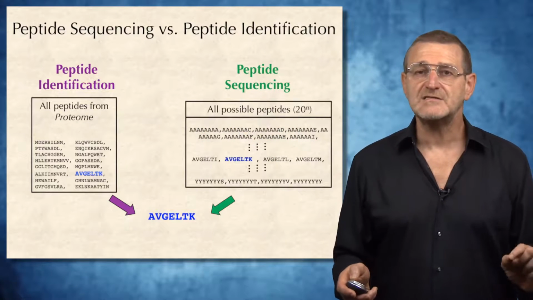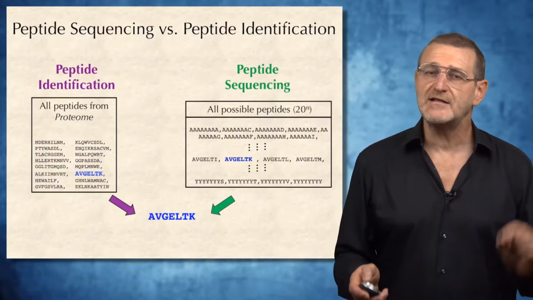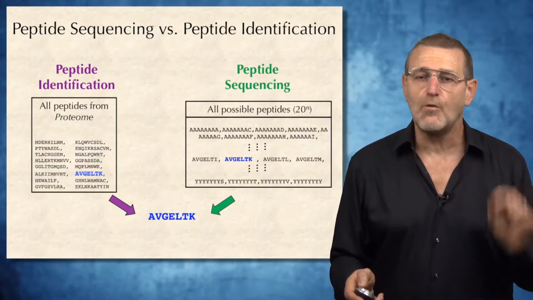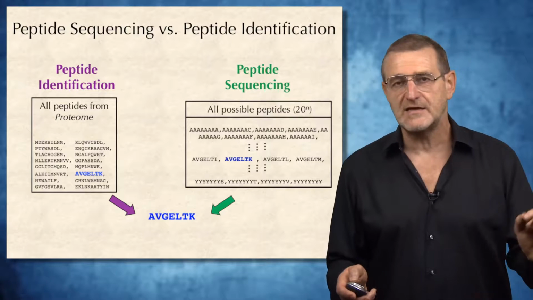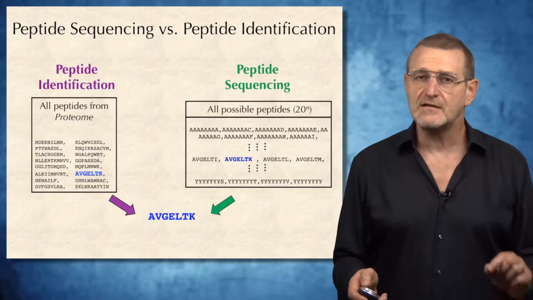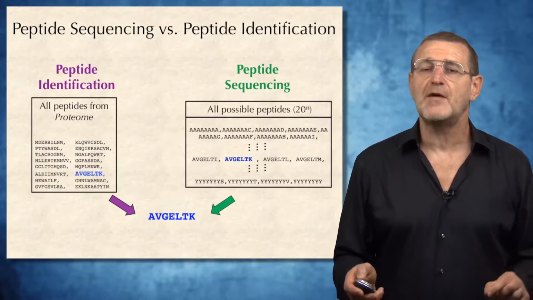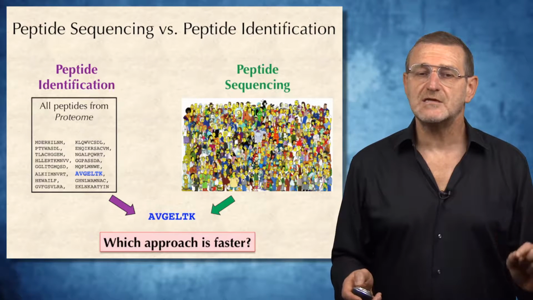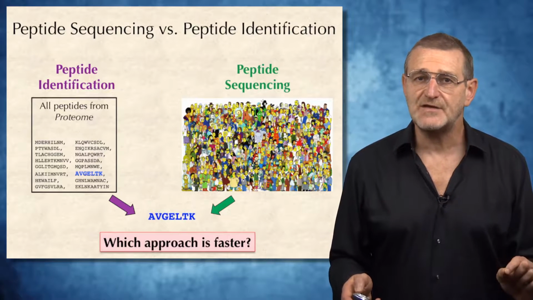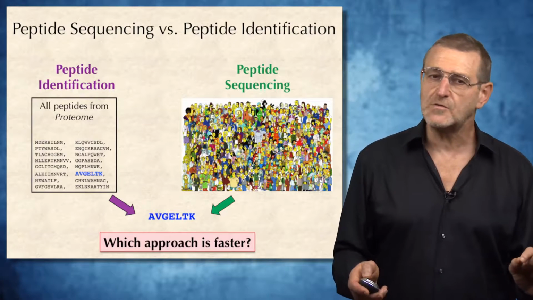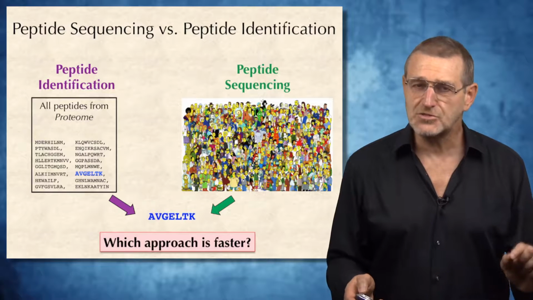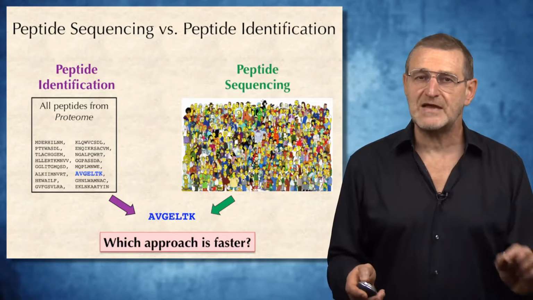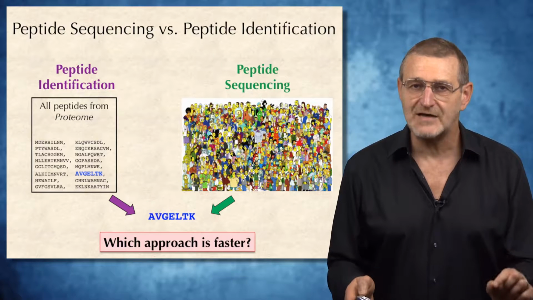Interestingly, peptide sequencing is not unlike peptide identification in the case when the proteome consists of all possible peptides, let's say in the case of peptides of length n, it will be 20 to the power n peptides. So what approach do you think is faster, peptide identification or peptide sequencing? It looks like peptide identification should be faster because the size of the space we have to explore is much smaller.